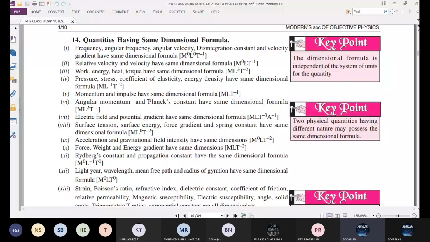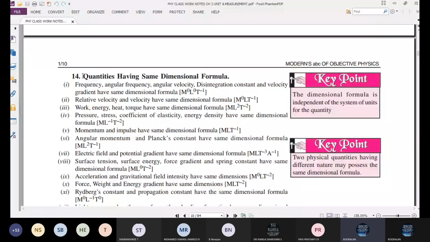Okay, this is somewhat different now. The quantities having the same dimension formula. See here, frequency, angular velocity, disintegration constant, velocity gradient, everything has the same dimension formula. Like that, there are more than 15. We can read.